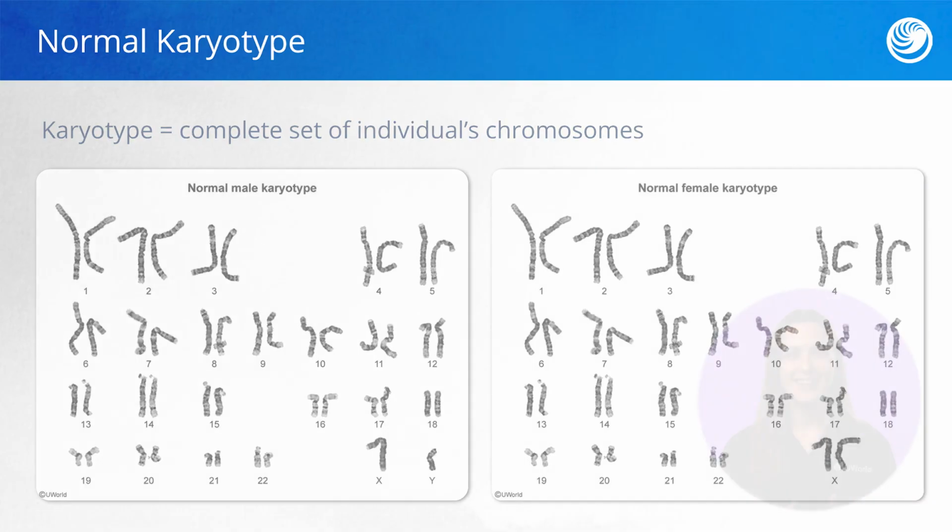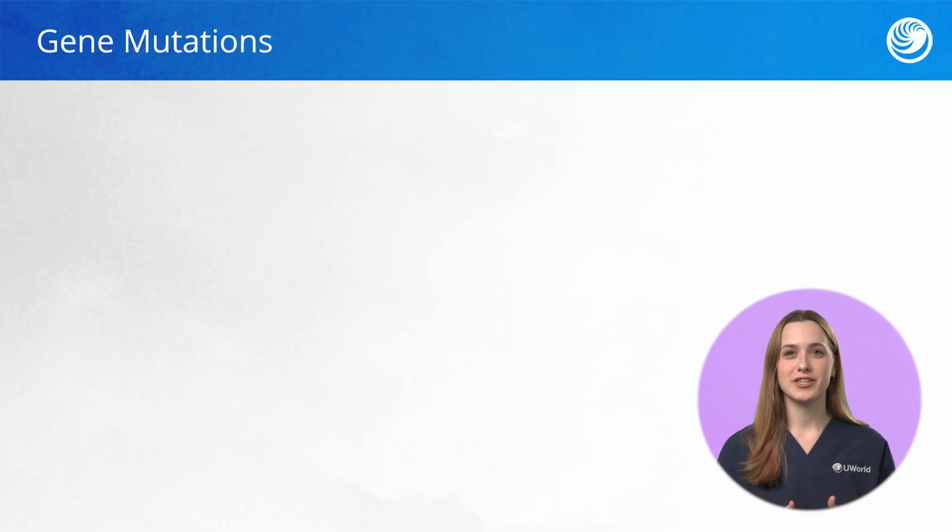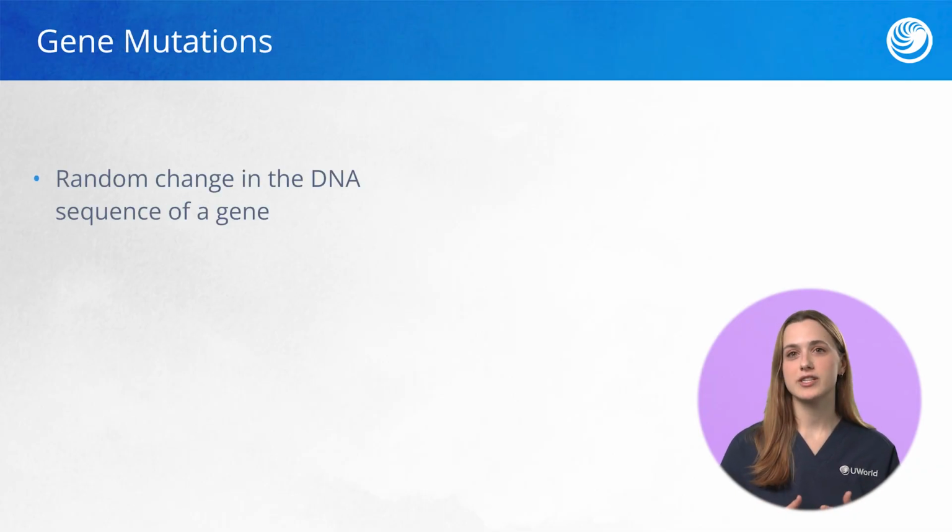Now let's talk about gene mutations, which occur when there are random changes in the DNA sequence of a gene. When a mutation occurs, that mutation within the DNA sequence is copied every time the cell divides. As a result, each new cell now contains the DNA with the mutation.